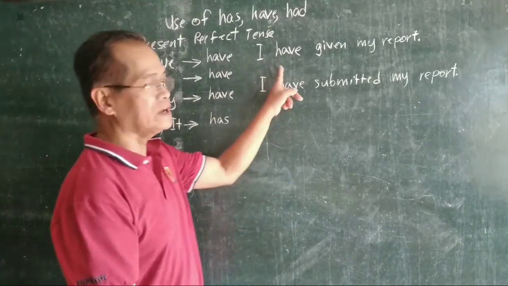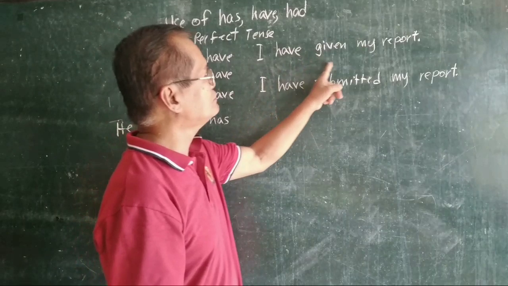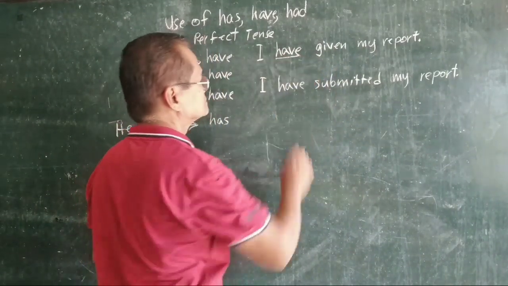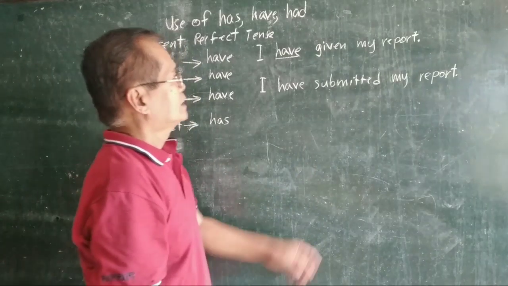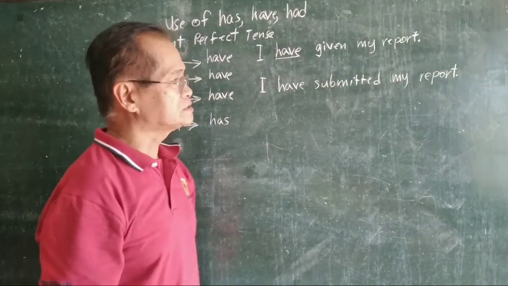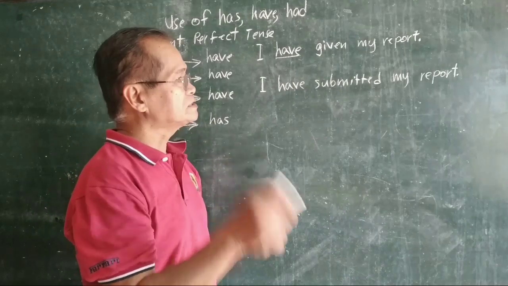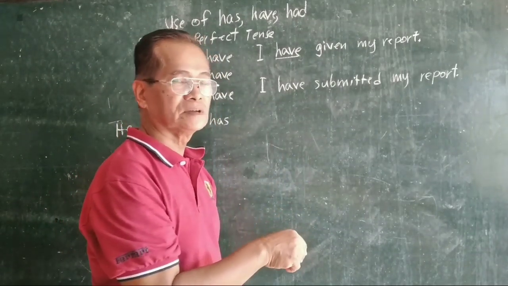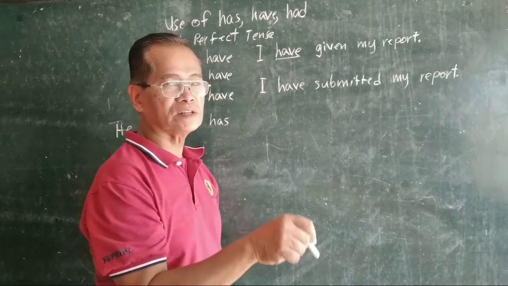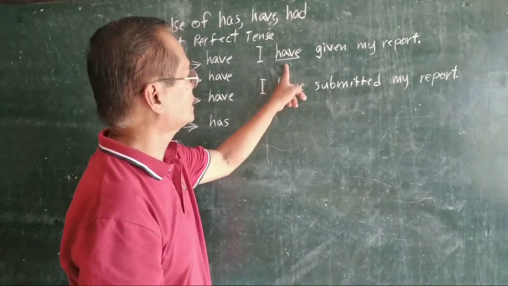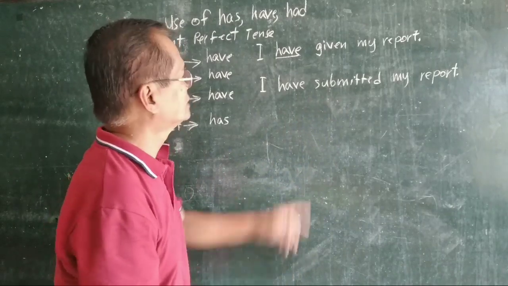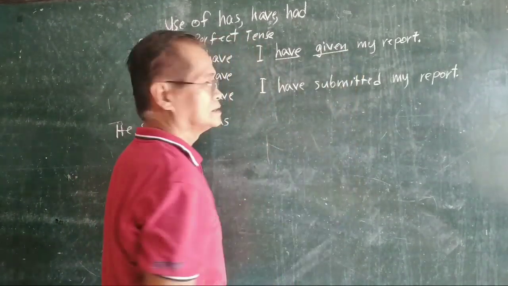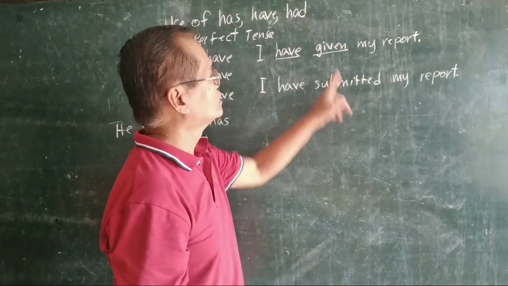Alright. We have here in our first example, I have given my report. Our verb here is have. Now, this sentence tells about an action that happened in the past, but has a consequence in the present. Like this one, I have given my report. Have is followed by a past participle, given.